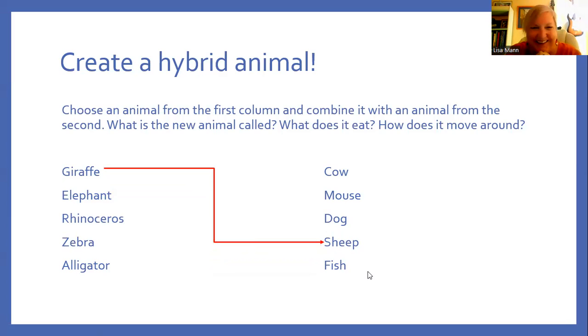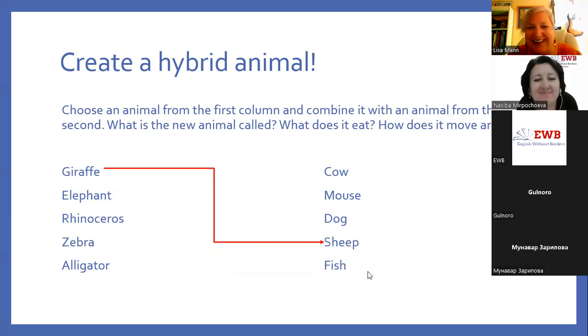A jeep. Rose, that's brilliant. A jeep is a really good one. Or a greep. Any of those are excellent. And what would the jeep eat? Oh, greep. Good one, Fernando. What would the greep or the jeep eat? A giraffe crossed with a sheep.